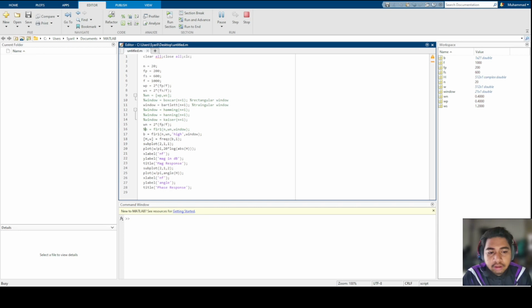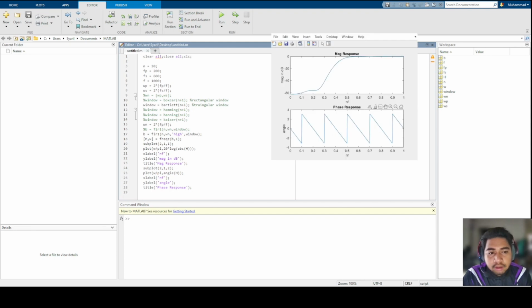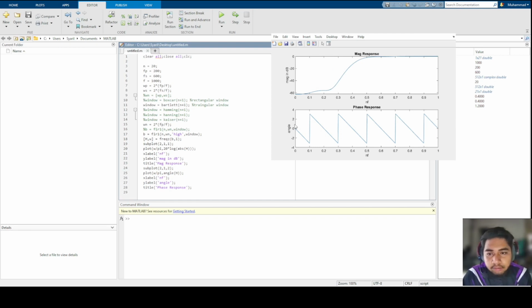Okay, this is the output for the high pass filter for the triangular window. I'm using this command, Bartlett. The Bartlett window is very similar to a triangular window, except the endpoints are at 0. It is often used in signal processing for tapering a signal without generating too much ripple in the frequency domain.